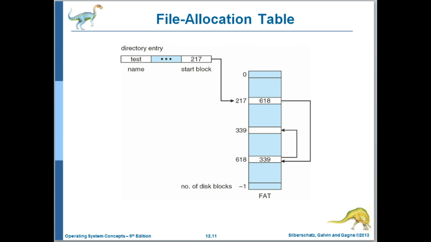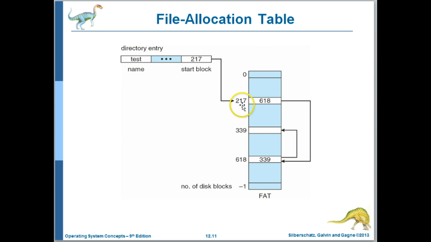So here's how that would look with FAT allocation, which you'll be working with if you do the MS-DOS file system lab. So directory entry test, file name test, with a start block of 217. Right, so in order to get at the data, we would go to block 217 on the disk drive, then look in the FAT for the next block.